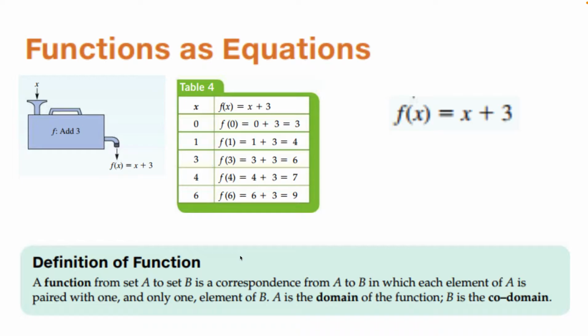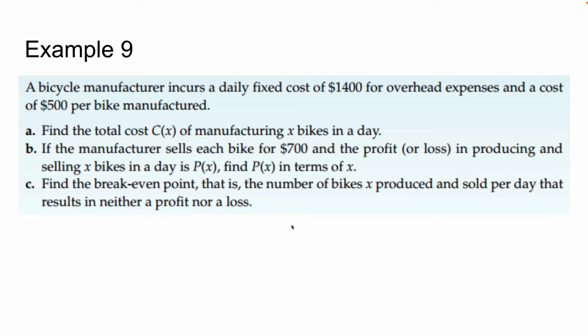The definition of a function is this. A function from set A to set B is a correspondence from A to B. It's a correspondence. So 0 to 3, 1 to 4, 3 to 6, 4 to 7, 6 to 9, and so on. There's a correspondence in which each element of A is paired with one and only one element in B. And we call these x values the domain and this part the codomain. Okay? Here is an example.